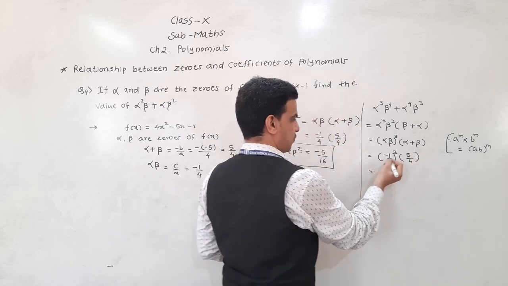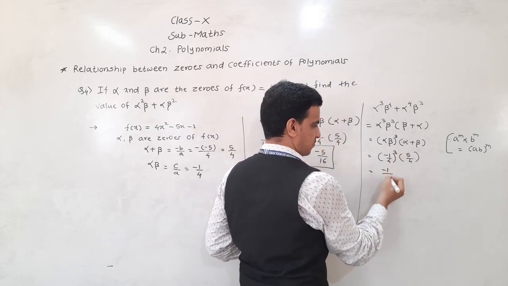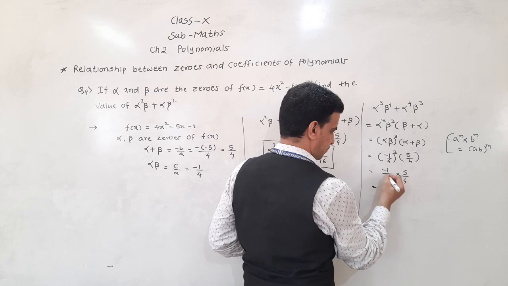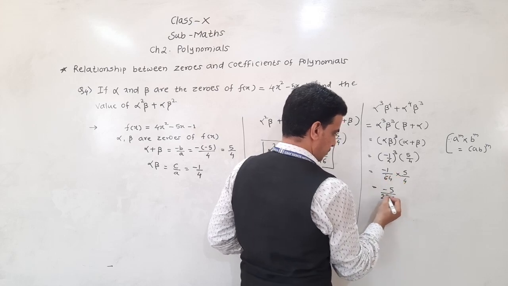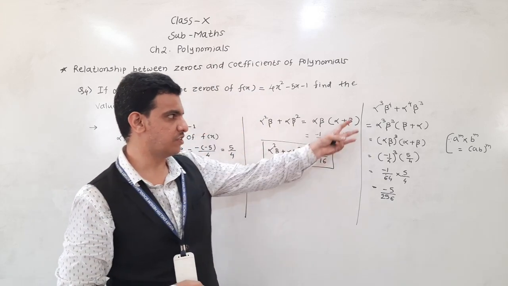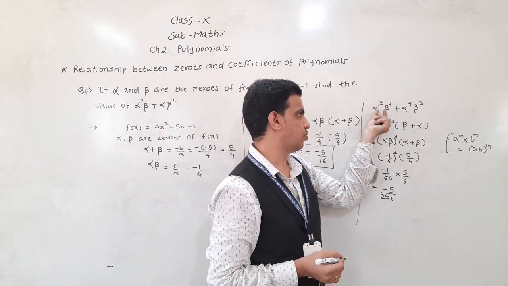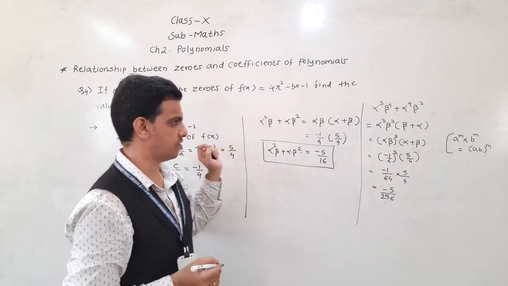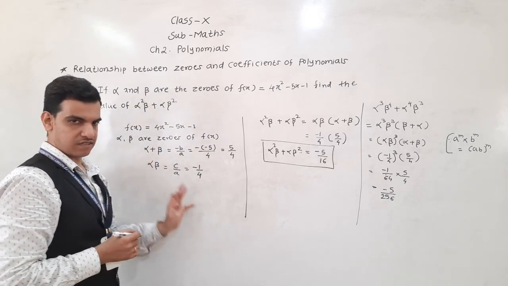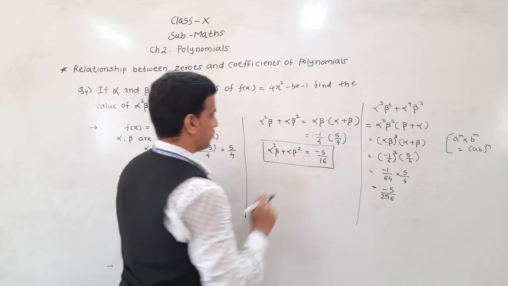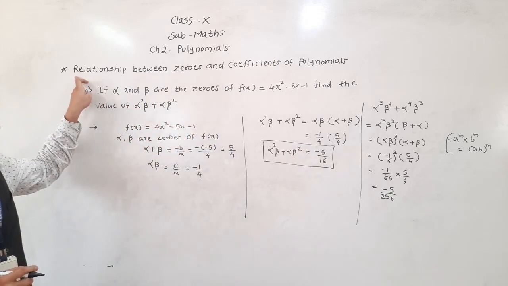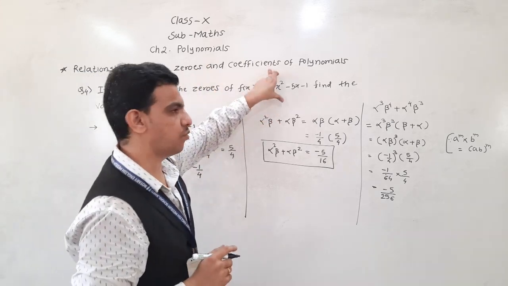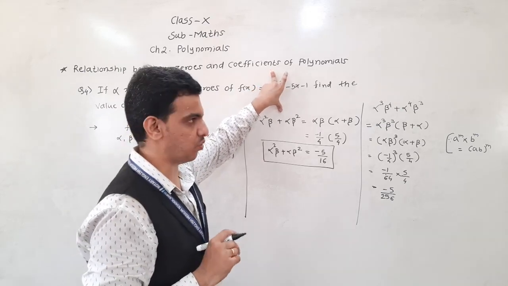If we simplify, minus 1 by 4 cube is minus 1 upon 64, and into 5 by 4, so minus 5 upon 256, that is the value of this. So if you have to find the value of alpha cube beta raised to 4 plus alpha raised to 4 beta cube, the value is minus 5 upon 256. Okay, so does everyone understand this? Now after this we will start the next point, that is the relationship between zeros and coefficients. Now we have learned it for quadratic polynomials. So the next point we will take is for cubic polynomials.